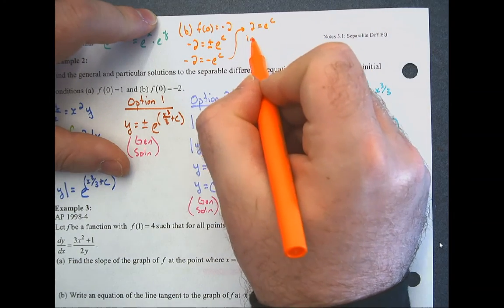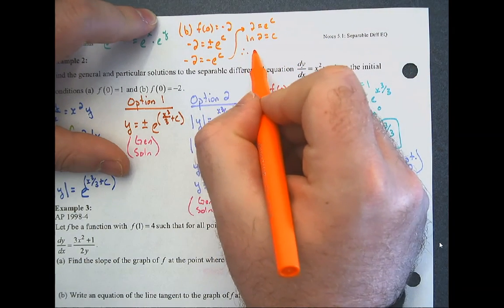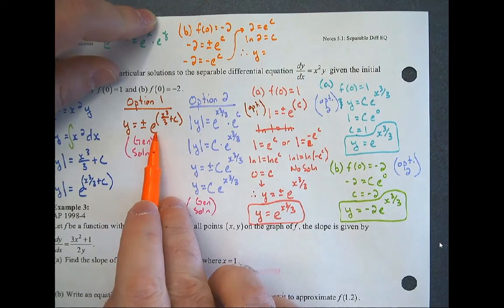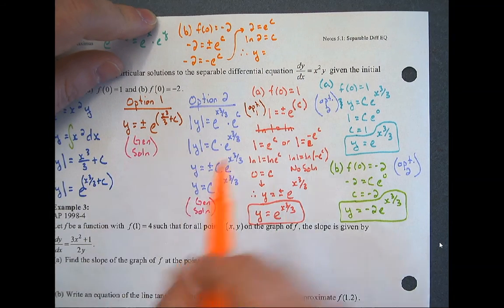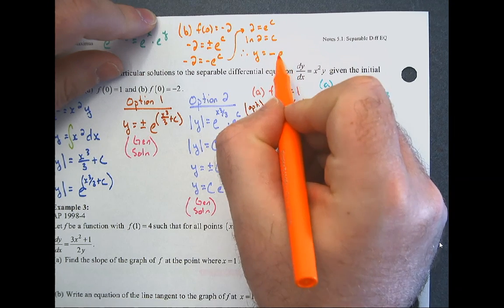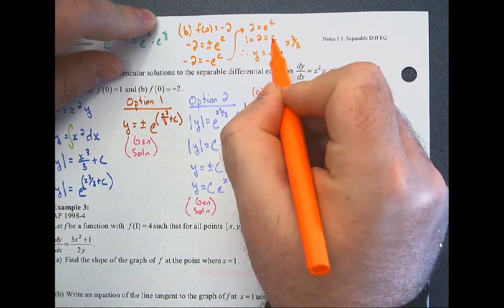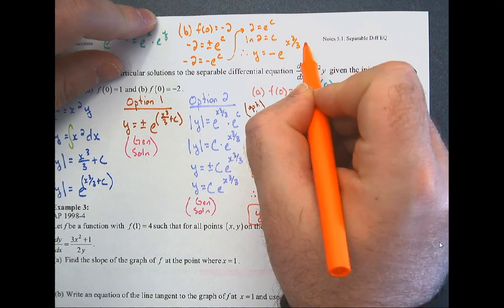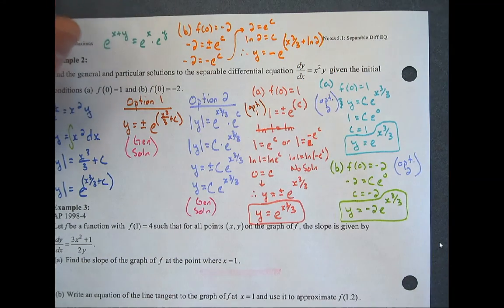Natural log both sides, natural log of 2 equals c. Therefore, my y would be equal to, I can come back to this, we knew it had to be the -1, so I'm not going to take them both anymore. I'm going to take right away the -1, e to the x cubed over 3, and then we said c plus natural log of 2. I'm definitely going to parenthesize that mess.